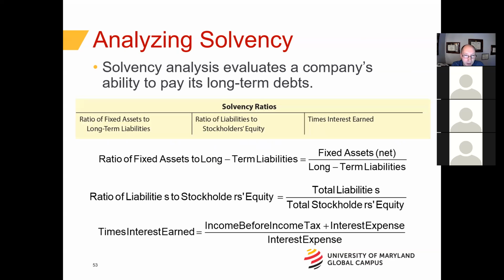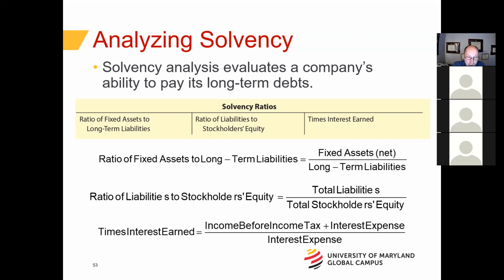How do we analyze solvency? What are the ways that we can analyze solvency? There are three primary ratios that we use to analyze the company's ability to be solvent. First one is the ratio of fixed assets to long-term liabilities. The way it's calculated is we take fixed assets divided by long-term liabilities. Fixed assets, as you know, are property, plant, and equipment found on the balance sheet under assets. And long-term liabilities are your long-term notes payable, also found on the balance sheet under liabilities.